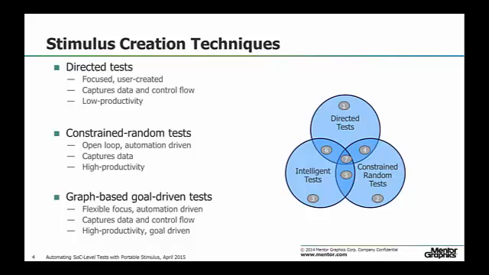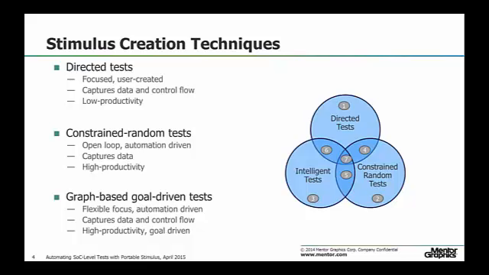Random generation is usually very good at capturing the data aspects of the test, not as effective in capturing control flows. It's easy to generate lots of tests in a short time, but it's also easy to generate a lot of redundancy because it's an open loop, so you don't really know if you're going in the right direction or if you're just repeating the same sequences again and again.